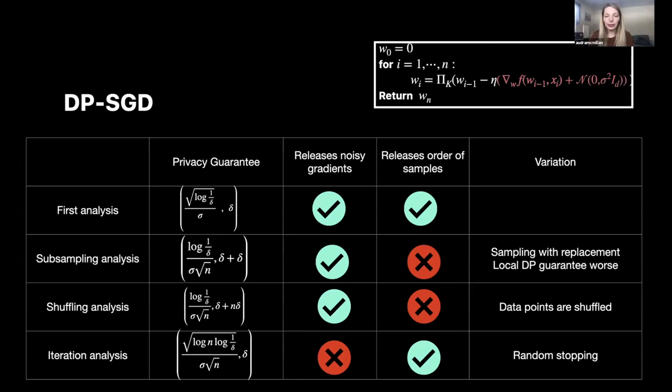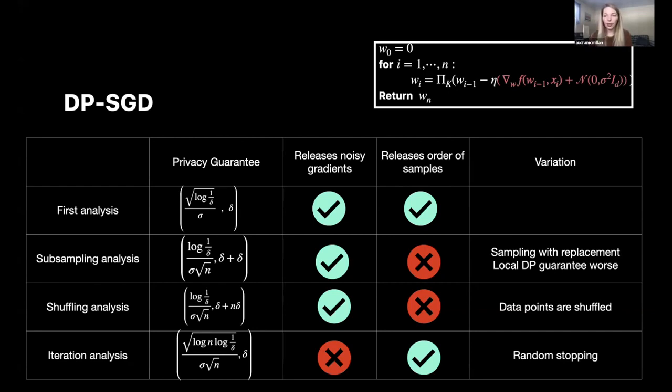So the first one is that I'm not allowed to release the noisy gradients anymore. So part of my privacy guarantee of this random stopping and the privacy amplification by iteration was you couldn't release any intermediate steps there. You could only release the final iterate. Okay, so I can't release my noisy gradients anymore, which is a bit of a blow. So they're useful for other things. But I can release the order of the samples that I interacted with, although I can't release my stopping time.